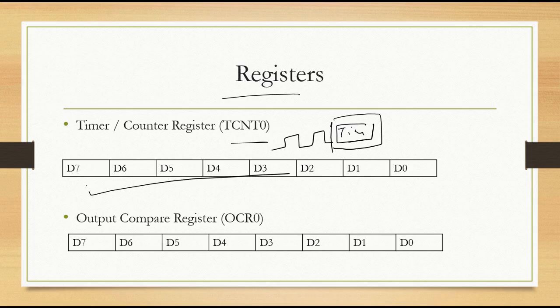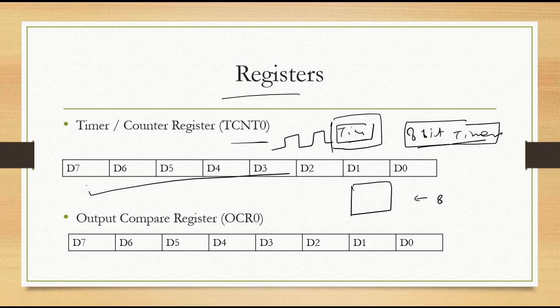So here we are discussing the 8-bit timers, 8-bit timer module. There are other timer modules available with the ATmega16 microcontroller, but here we are discussing only the 8-bit timer module. So this is an 8-bit register which is used to store the count value. For example, if current timer count is 8, so the register value will be this one, 1000 and 0000.